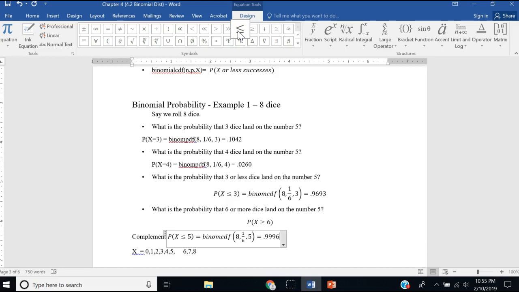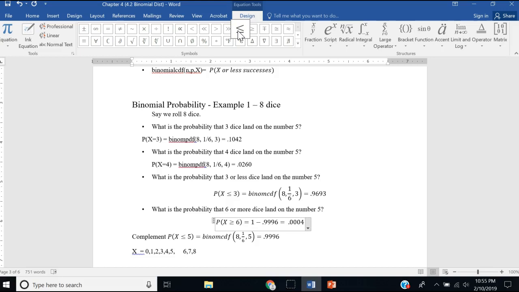0.9996. So the probability of getting really low there. Okay. Now that's the probability of the complement, don't forget. So what's the probability of actually getting 6 or more? Well, it's got to be the complement. So take 1 minus 0.9996. Now, if you do this by hand, you're going to get 0.0004, right?